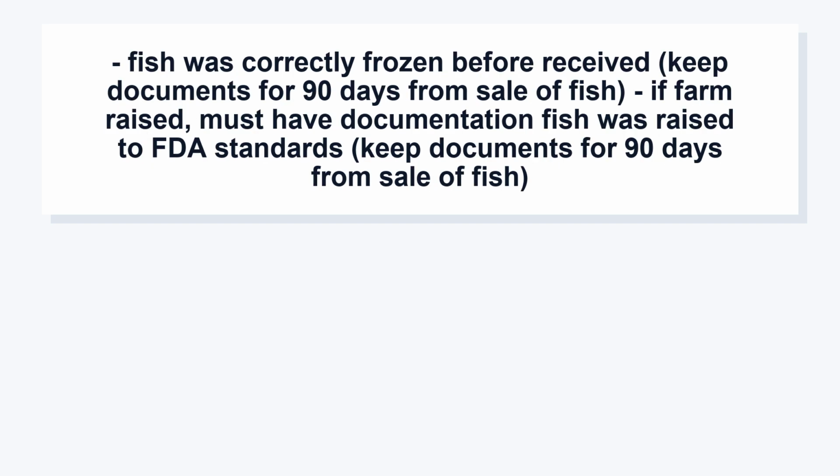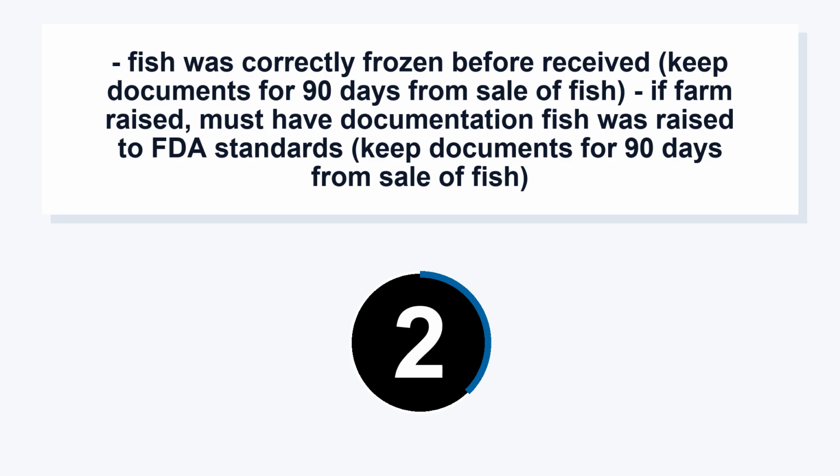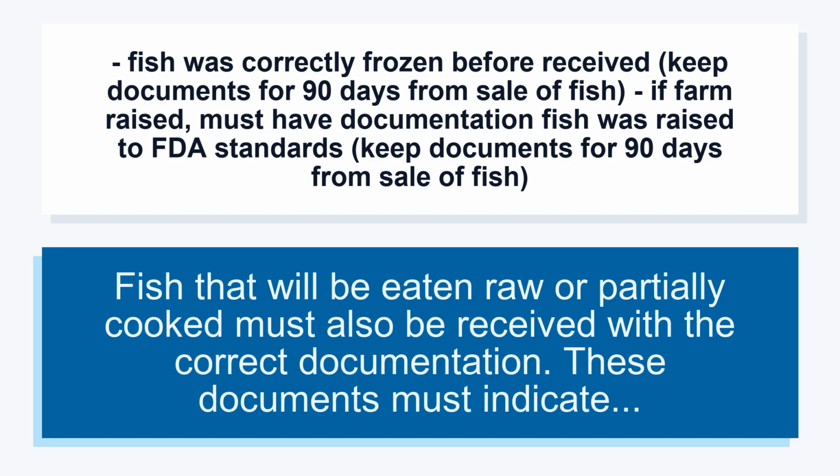Keep documents for 90 days from sale of fish if farm raised. Must have documentation fish was raised to FDA standards. Keep documents for 90 days from sale of fish. Fish that will be eaten raw or partially cooked must also be received with the correct documentation.